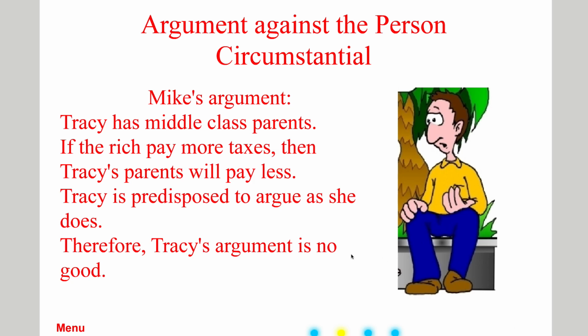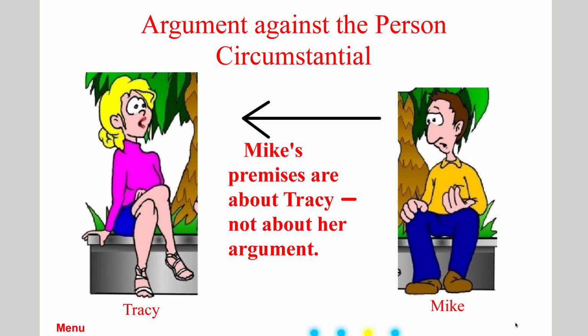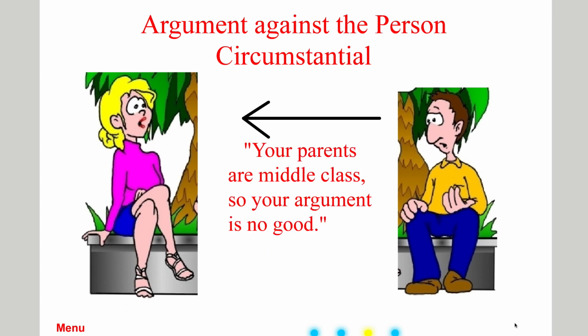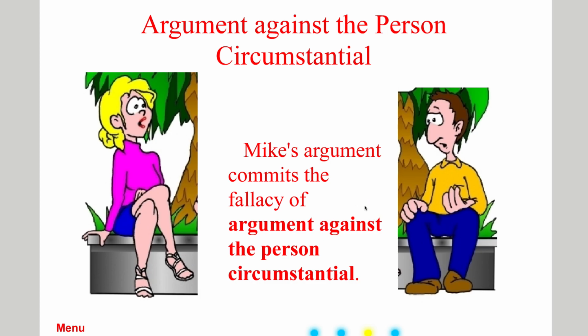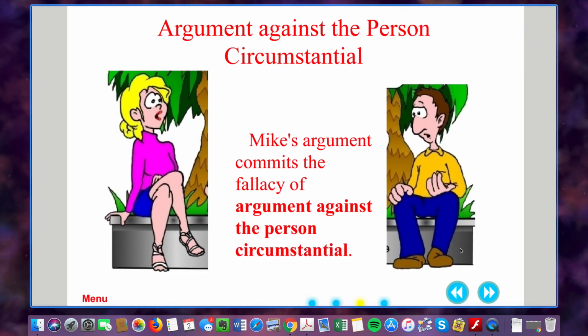So obviously Mike's argument is, look, your parents are middle class. If the rich are going to pay more in taxes, your parents are going to pay less, and that's why we shouldn't believe your argument. So you see how it's against the person, but it involves their circumstances. In other words, Mike's premises have nothing to do with our argument. That's why it's a fallacy of relevance. So this is why it's again an argument against the person, circumstantial. He's not mocking her this time, but he's pointing to her circumstances and saying your circumstances are what lead you to believe that argument.